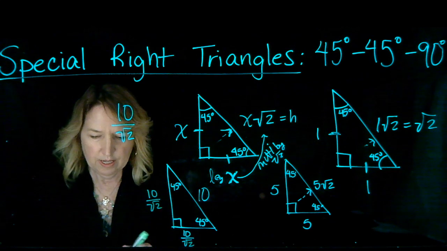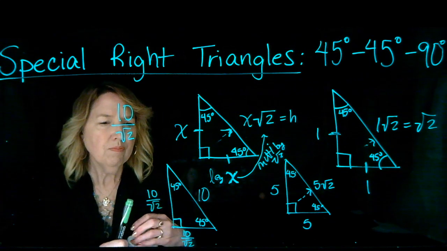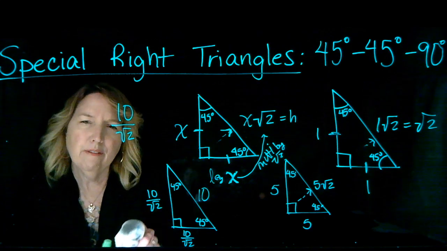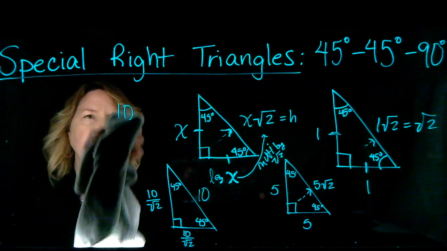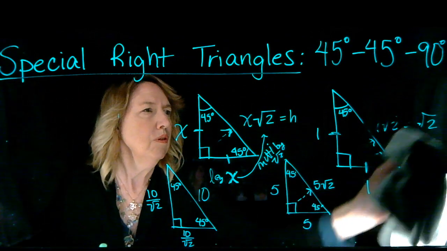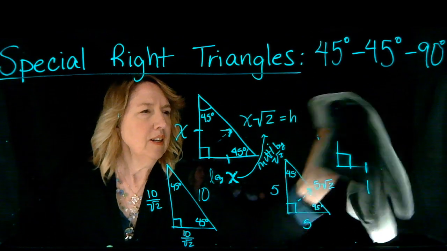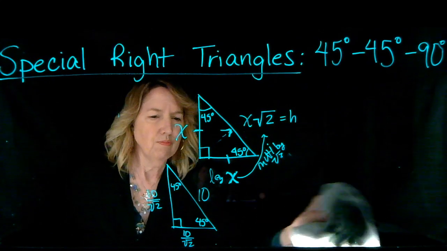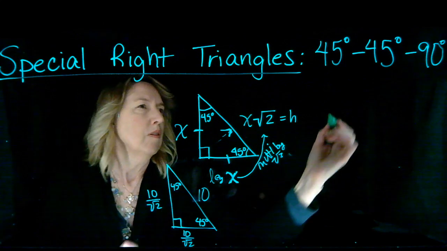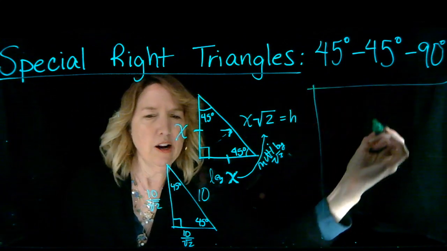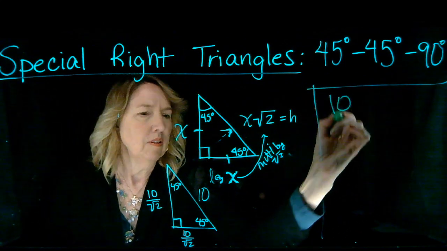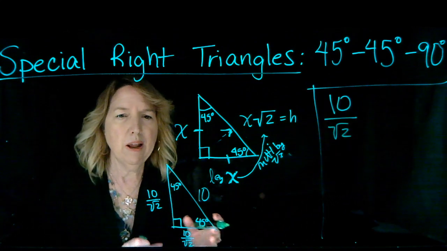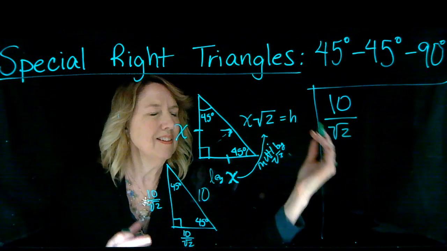Now, as I mentioned in an earlier video, this, although mathematically correct, we don't like to leave a radical in the denominator. So I am going to simplify that over here. Let me make space. This is our scratch work. So I've got this leg that is 10 divided by radical 2. Mathematically, it's accurate, but it's considered unsimplified.